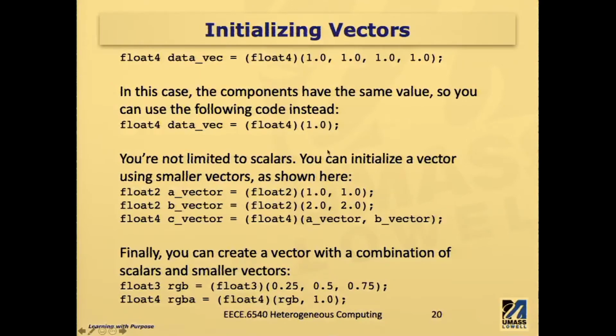You can have vectors of vectors, so you're not limited to scalar values. You can initialize a vector using smaller vectors, like this vector C, which is initialized using two vectors, A and B, each of which is a two-element vector. As a result, after this line, you can expect this vector C has value 1.0, 1.0, 2.0, 2.0.